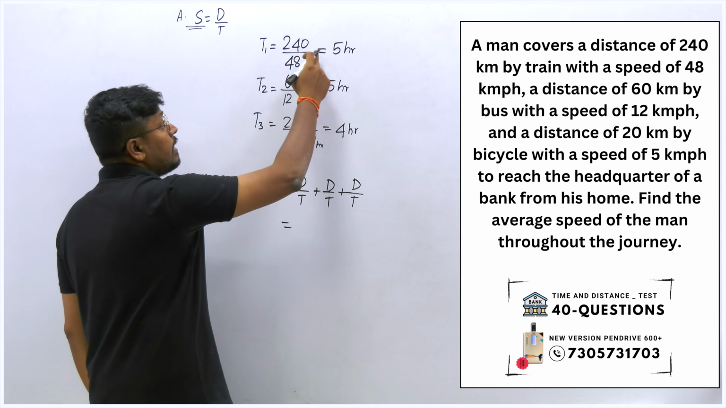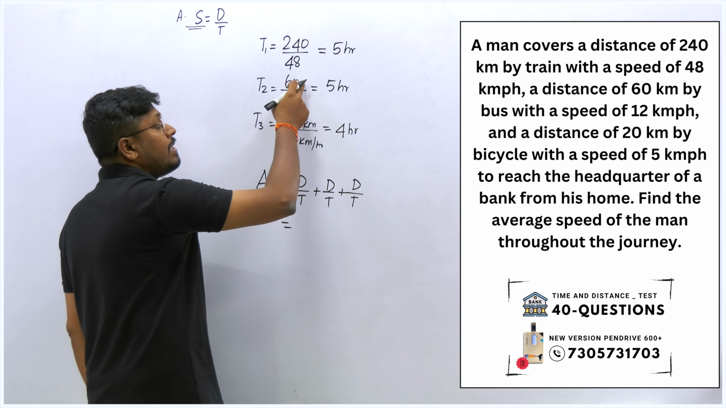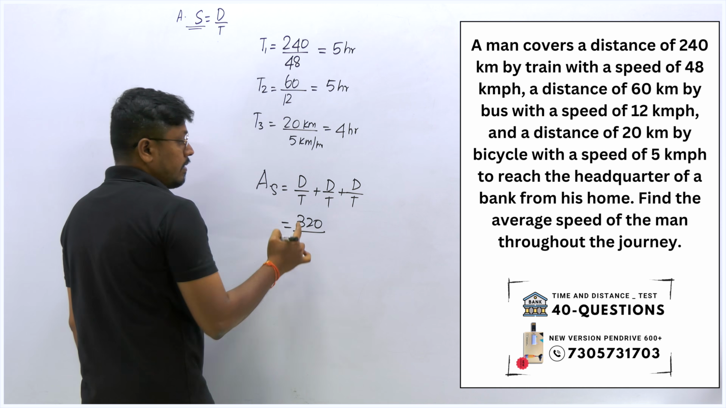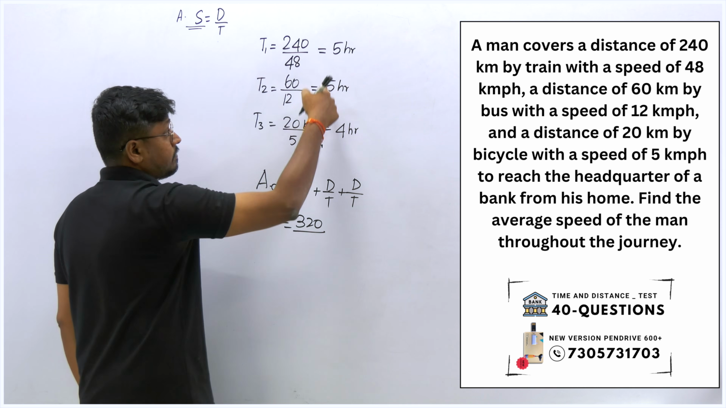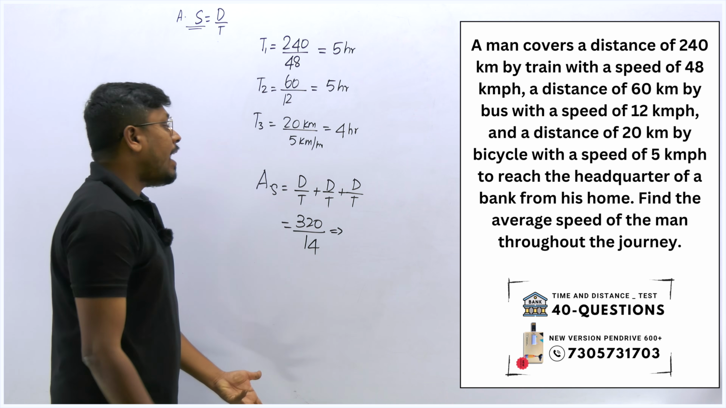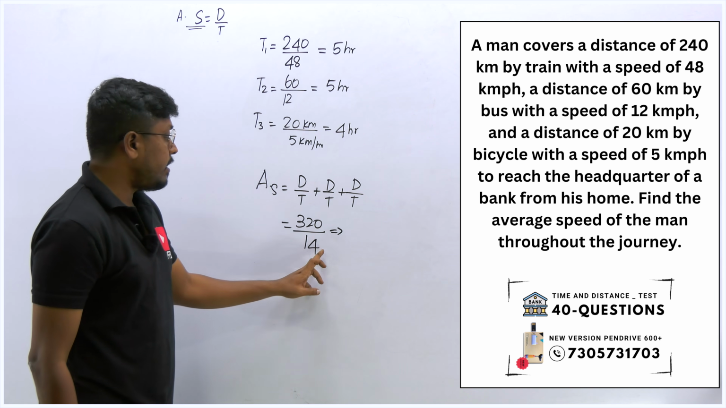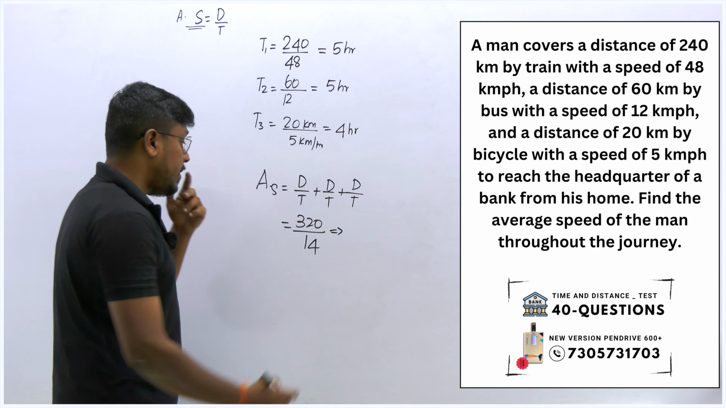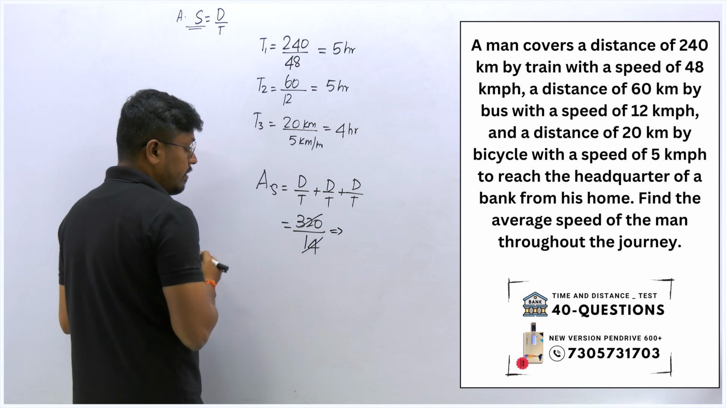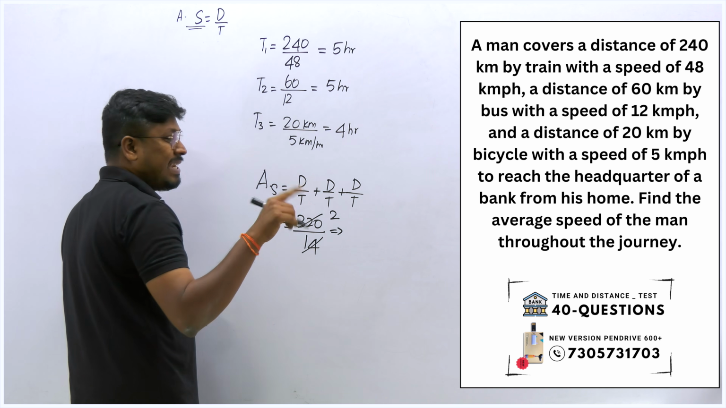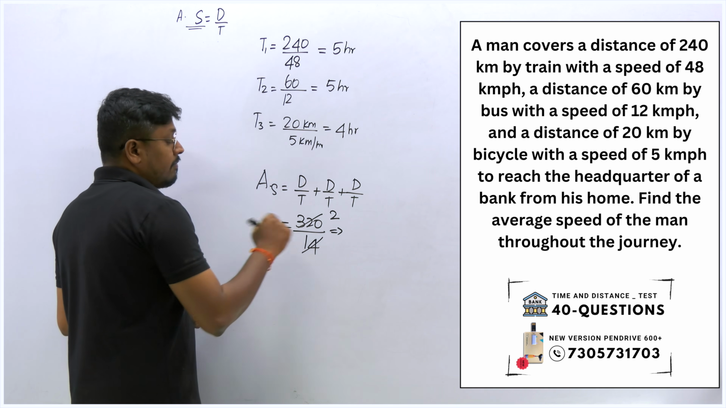So add all the 3 distances: 240 plus 60 will be 300, 300 plus 20 will be 320, divided by all the 3 timings, 14 hours. Right? So this will be the average speed. Because distance is in kilometers and time is in hours, the answer will be kilometers per hour. Now we need to cancel and find the answer. 2 times 7 is 14, so the remaining will be 160.